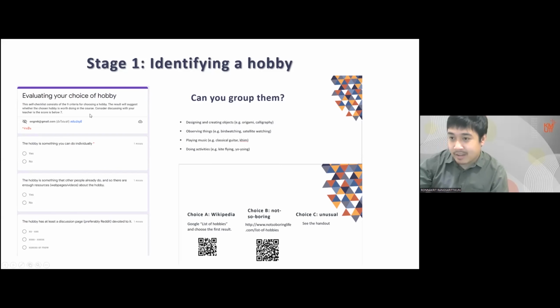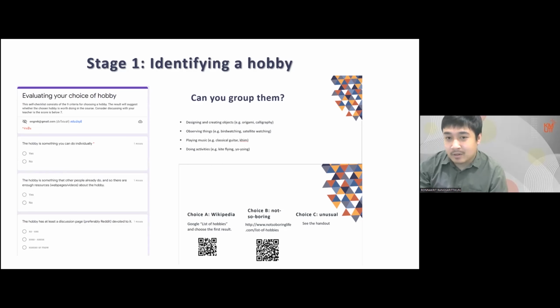Okay, so we set up a Google Form to help both teachers and students. Since in Thailand we have a lot of students in the class, to help teachers as well, we chose an automated form to evaluate their choice of a hobby. So for example, there are 3 items here. Actually, in the form, there are 9 items.